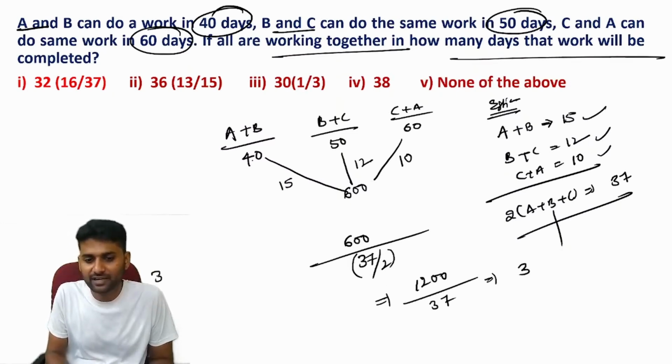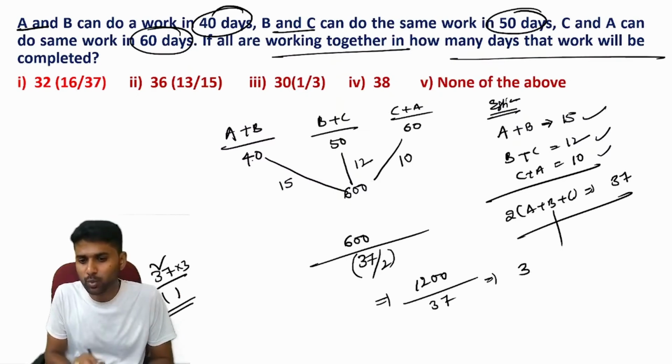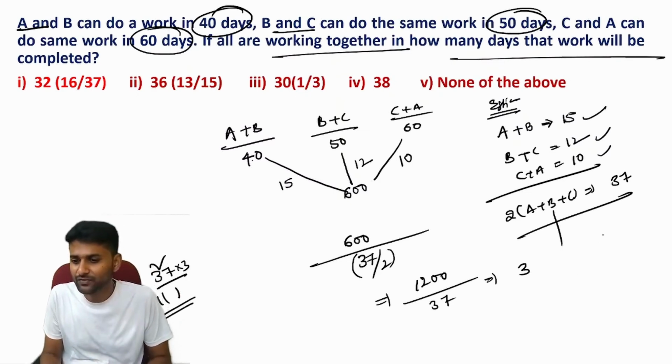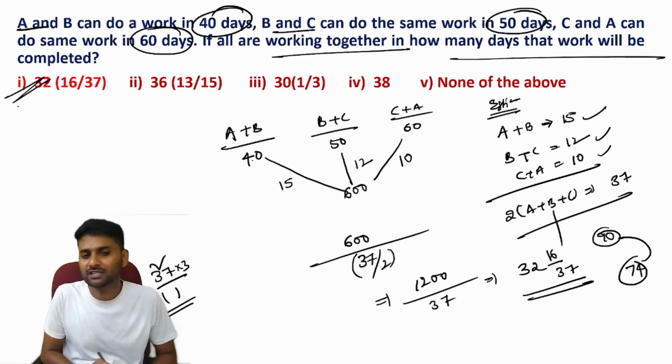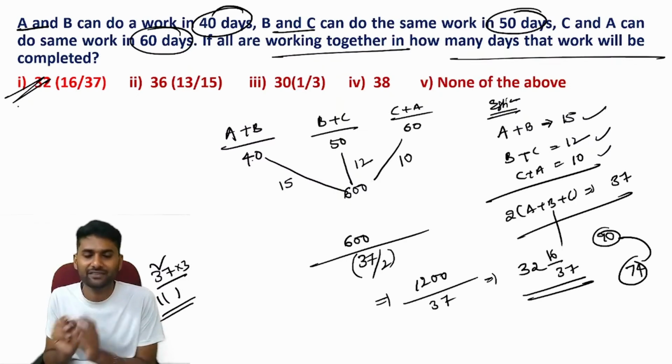So 37 into 3 is equal to 111. So we are left with 90, right? Again, 37 multiplied by 2 is 74. How much is the difference here? 16 by 37. So you have to choose the option 32, 16 by 37 days.